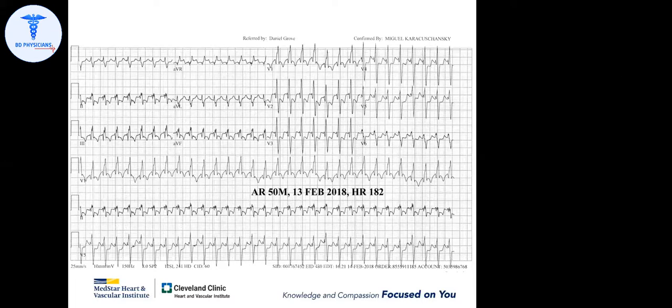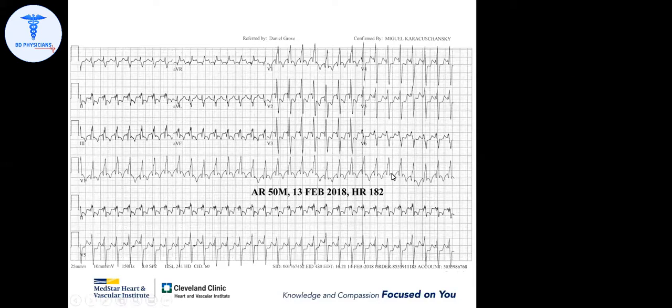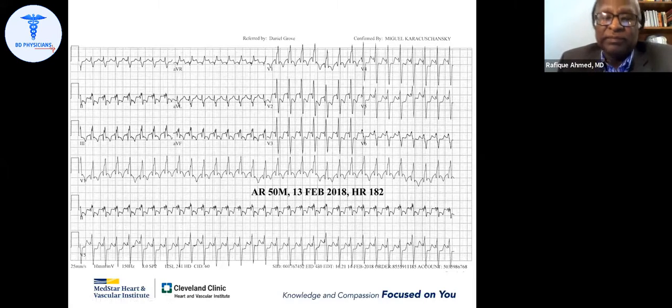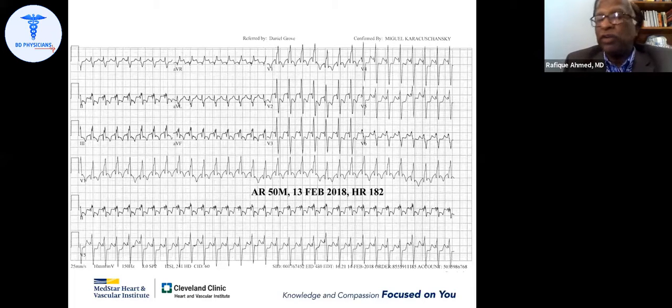Sir, this is SVT. Okay. Now, the rate is 182 beats per minute. I don't want a direct answer. I want to know what you are thinking. So 182 beats per minute. Sir, right? The QRS complex is narrow. Is it regular or irregular? Sir, it seems regular. Good. So regular, so it is not atrial fibrillation.